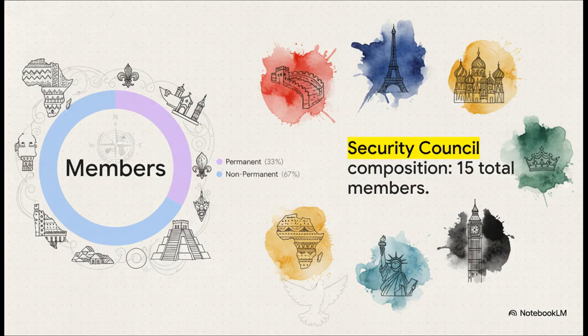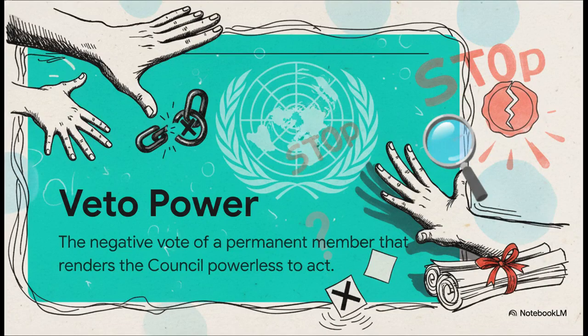Britain, and the USA. Those 5 hold just an immense amount of influence, and it all comes down to the veto. A single no vote from any one of those permanent members completely stops a resolution dead in its tracks. It renders the council totally powerless to act. Fascinatingly, though, if one of them just abstains from a vote, that doesn't actually count as a veto.